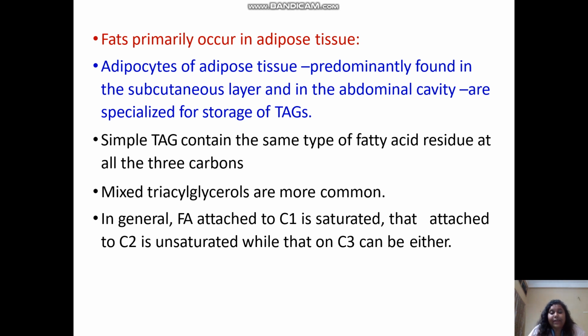In general, the fatty acid attached to carbon 1 is saturated, that attached to carbon 2 is unsaturated, while that on carbon 3 can be either. That means it may be saturated or it may be unsaturated.